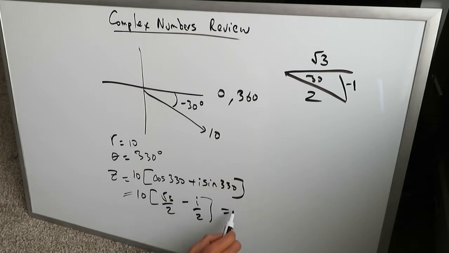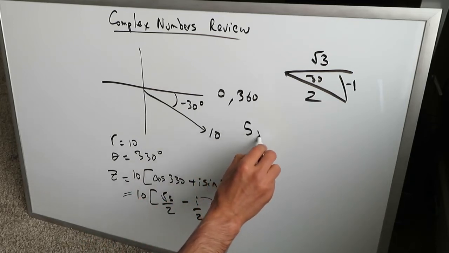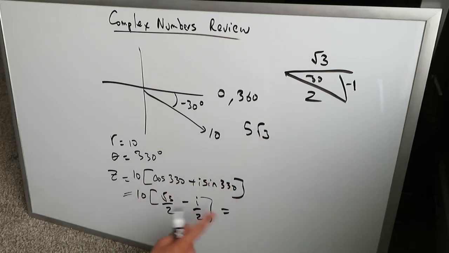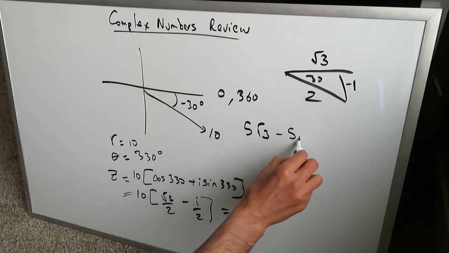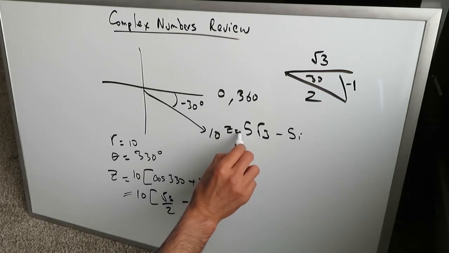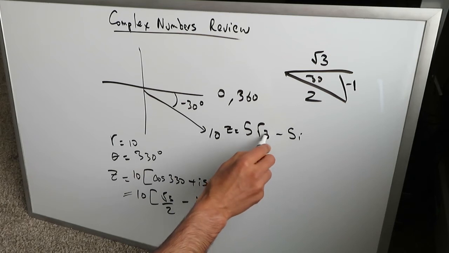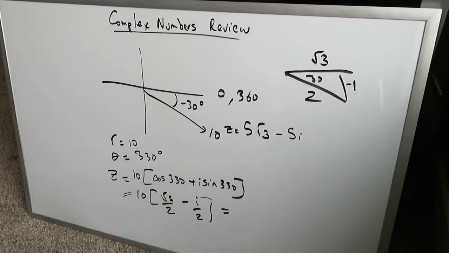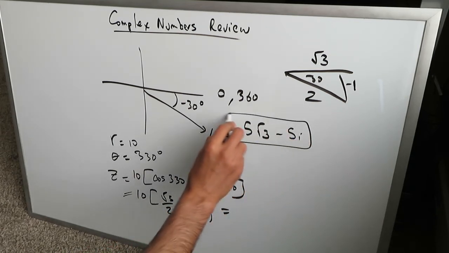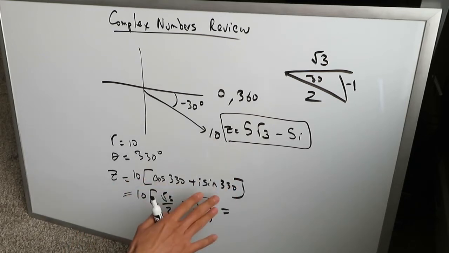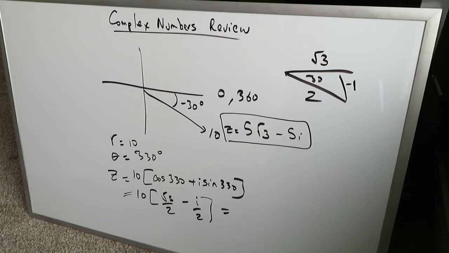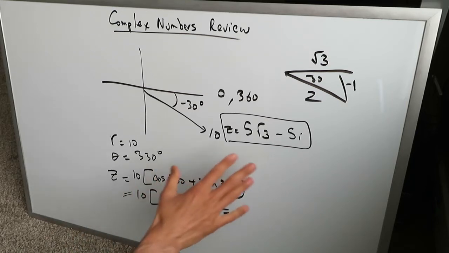If you just open this up, you'll actually end up with your answer that you want. 10 times root 3 over 2 is basically saying 5 root 3, and then 10 times minus i over 2 is saying minus 5i. So here we have our basic form, or the standard form of the complex number, x plus yi version, and this is all that we wanted. So here in this question we use a trigonometric form to go backwards to determine the basic form of this complex number. So this is just one example.